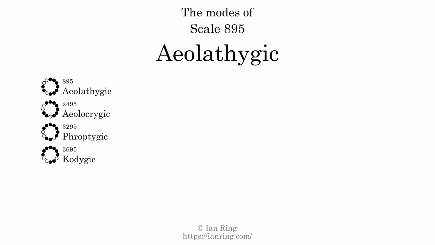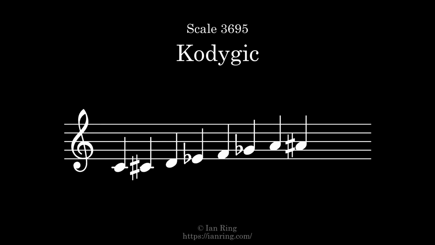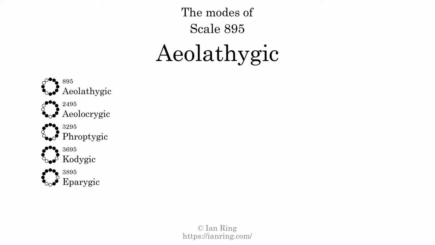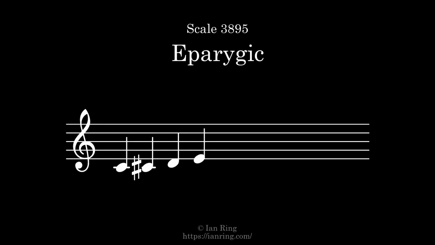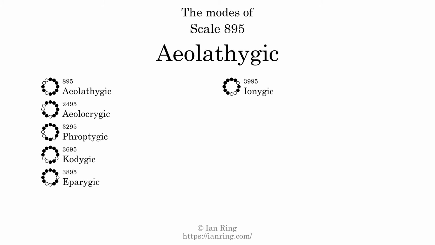The fourth mode is scale 3695, also known as Coherence. It sounds like this. The fifth mode is scale 3895, also known as Heteromorphisms. It sounds like this. The sixth mode is scale 3995, also known as Aeolathygic. It sounds like this.